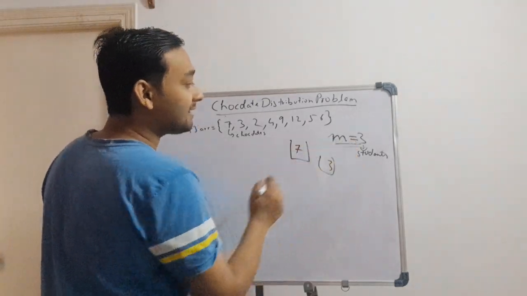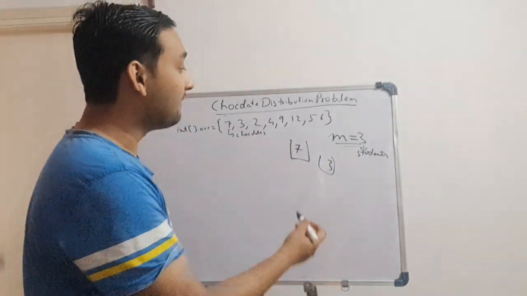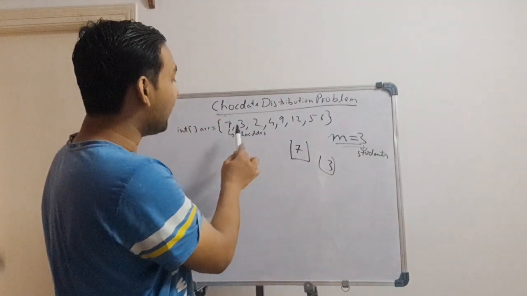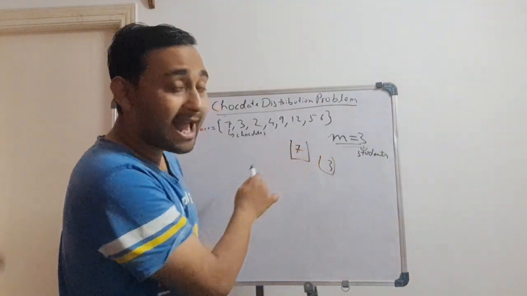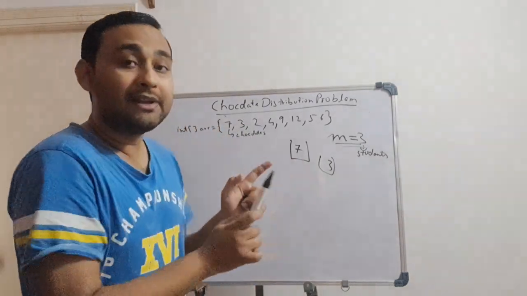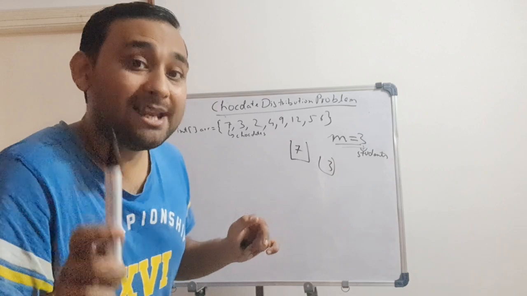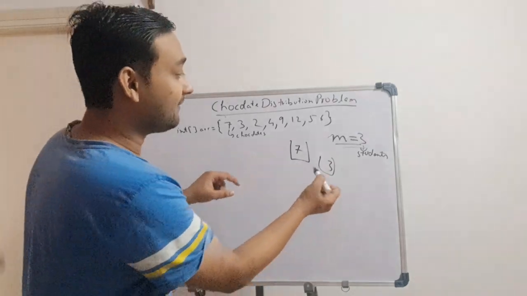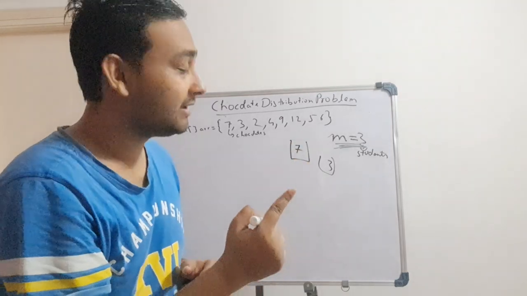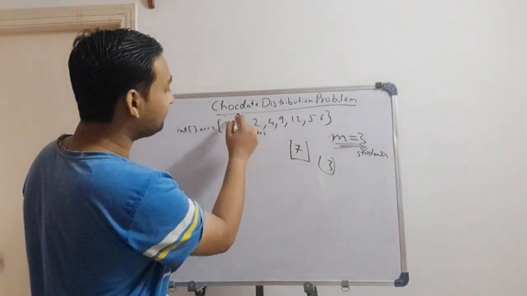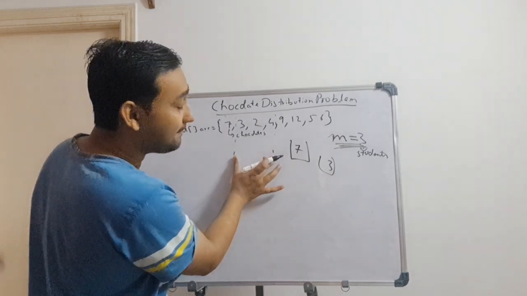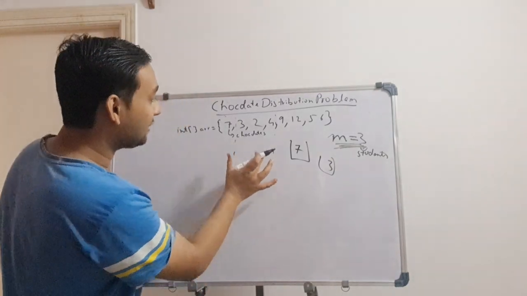Then m is the number of students. I want these chocolates to be distributed among m students in such a way that the difference will be minimum, the difference within this window. M equal to 3 means 3 chocolate packets need to be considered over here. Just look at it very closely.